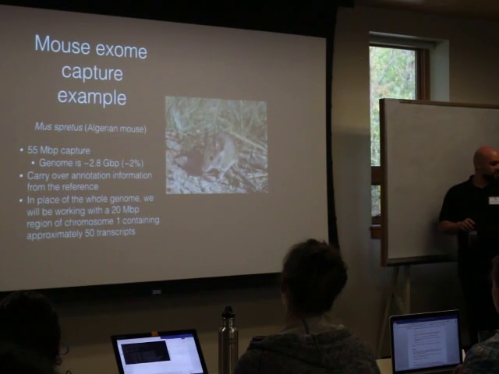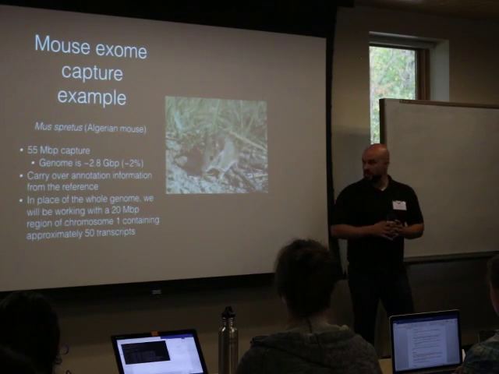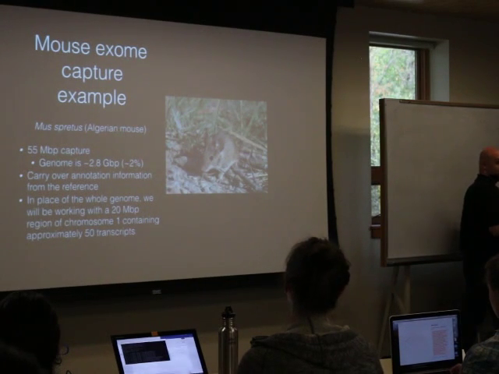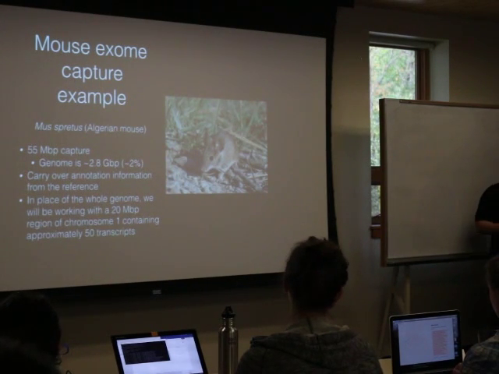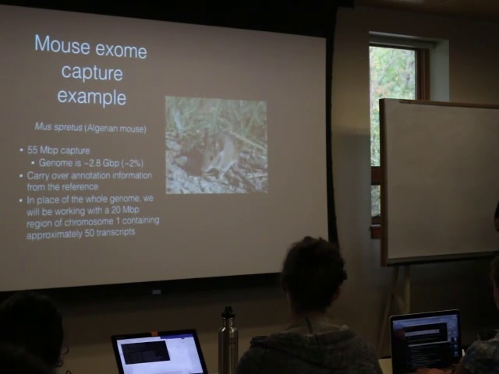Okay, so the data set I gave you is a subset of one of the data sets that I've been working on with Jeff. It's just for one individual, and this is for the Algerian mouse, Mus spretus. So we have population level sampling from these. This is in Northern Africa. I picked a single individual.